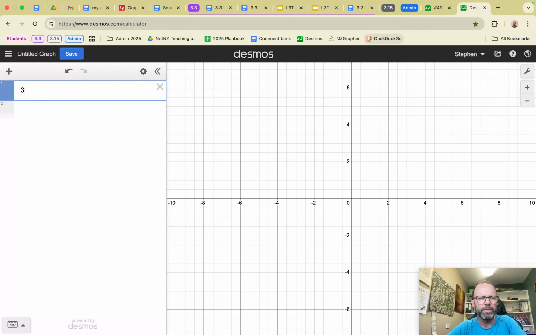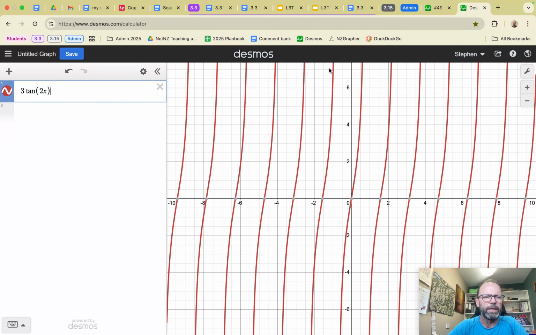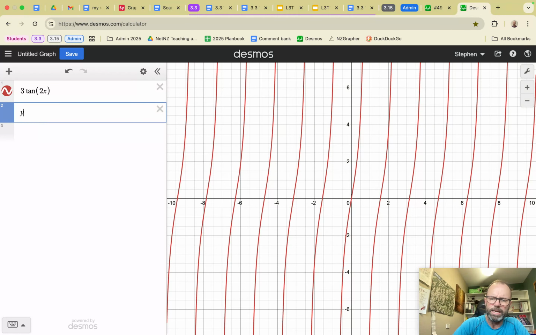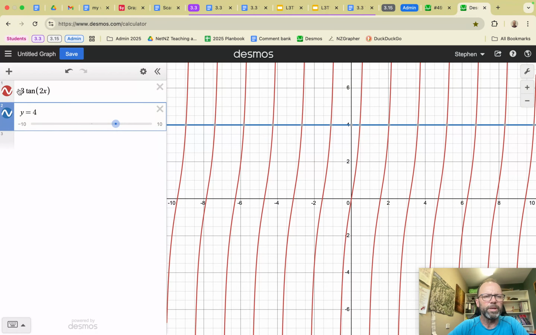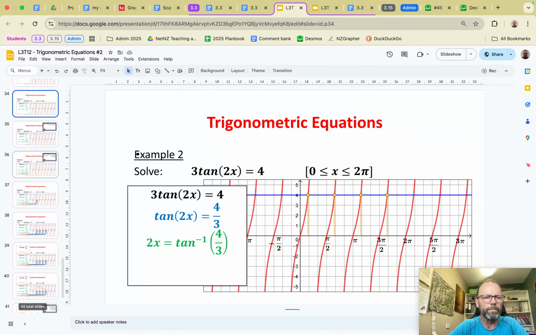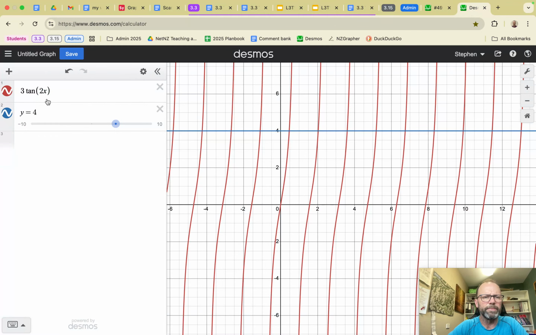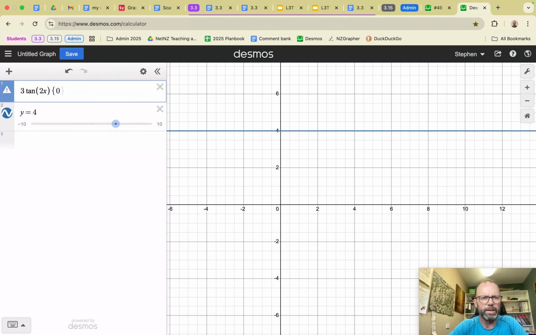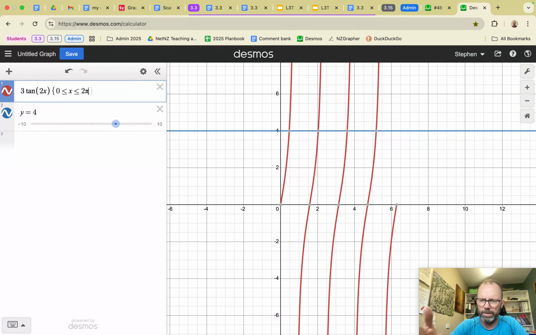3 tan 2x equals 4. So I'm going to go 3 tan bracket 2x, and I'm going to put under here y equals 4. By the way, you don't have to put y equals, it just assumes. And the solution set was between 0 and 2 pi, so let's put that in. I put 0 less than or equal to x less than or equal to 2 pi. It recognizes it as pi. And wow, there's our solution set there.